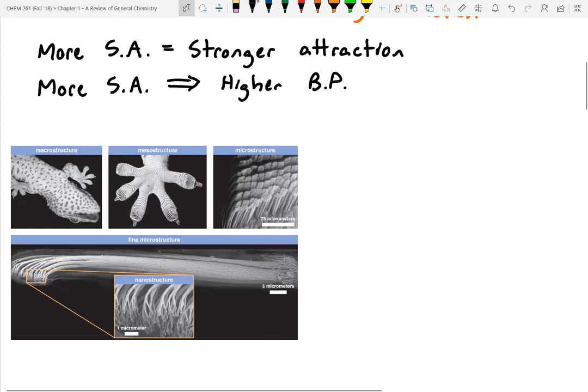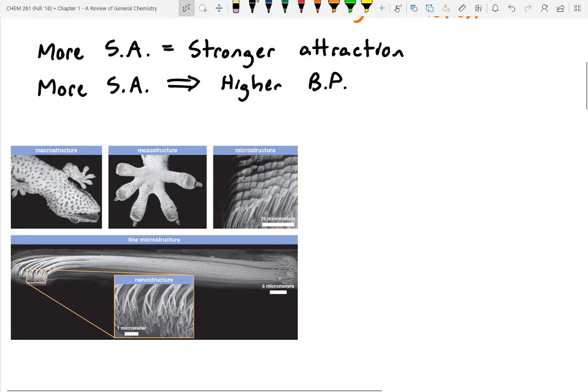The good example of London dispersion forces in action is gecko feet. Gecko feet are actually mostly nonpolar bonds, but there's an incredible amount of surface area. If you zoom in on their foot, you can see this kind of fine, hairy network, and that's what allows them to stick to walls. It's that surface area and that attraction between two nonpolar surfaces that allows them to climb.